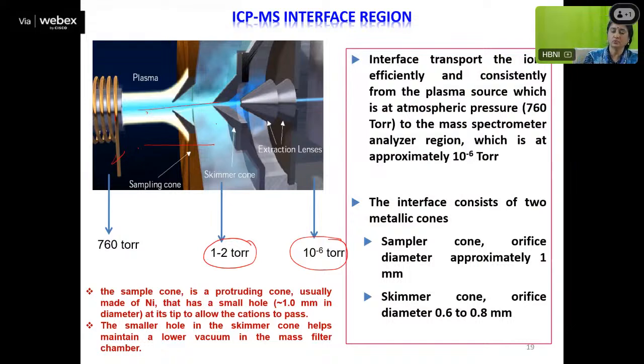There are two cones actually. One is the sampling cone and one is the skimmer cone. The sampling cone has a 1 millimeter orifice. So all the ion cloud forming in the plasma will be entering into the sampling cone, and then from there to the skimmer cone, and then finally it will go to your mass spectrometer.